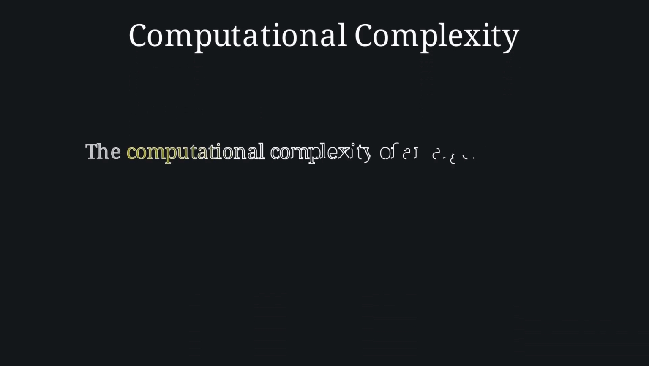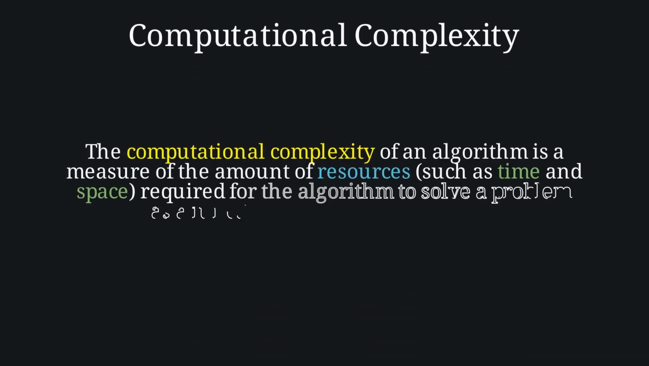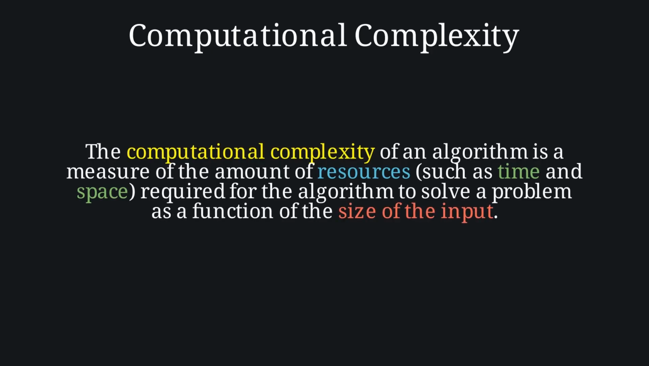In this video, we'll explore some computer science theory and dive into the fundamentals of computational complexity. Let's get started. The computational complexity of an algorithm is a measure of the amount of resources, such as time or space, that is required for an algorithm to solve a problem, usually measured as a function of its input. In other words, computational complexity measures how the resource demands of an algorithm scale with the input size.